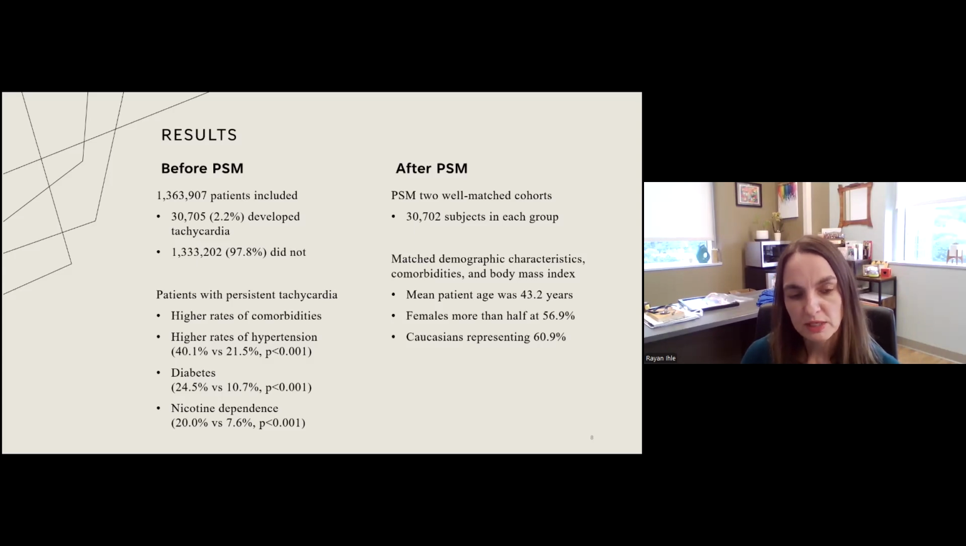After we did propensity match scoring to find 2 well-matched cohorts, we ended up with 30,700 patients in each group. And those patients were matched for all of the demographics that we listed previously. The mean age of patients was 43 years old. Females were slightly more than half of the cohort at 57%, and Caucasians represented 61% of the patient population.